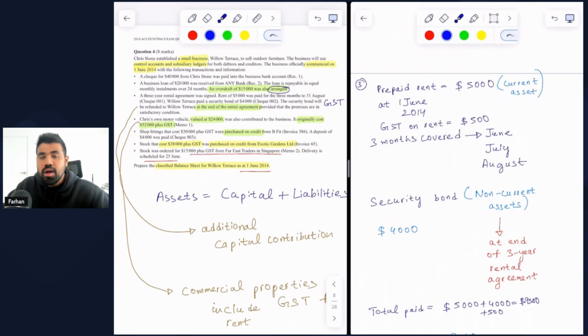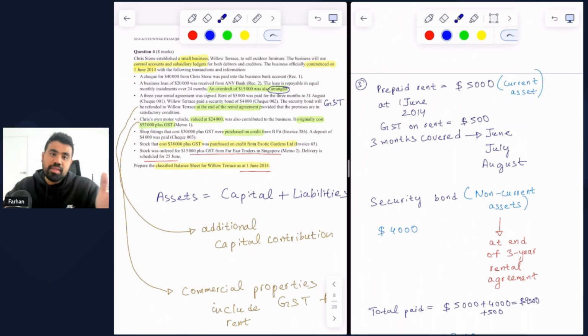The reason this is a non-current asset is because the $4,000 that we are paying as security bonds, we can claim all of it back at the end of the 3 years, given that the premises is in satisfactory condition. Because this is at the end of the 3 years, which is beyond 1 year, this is what we classify as a non-current asset, because the economic benefit of $4,000 is going to be stored within the security bond, unless we have any damages within the property.